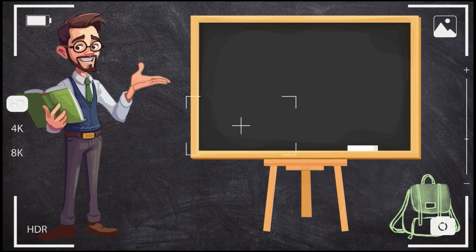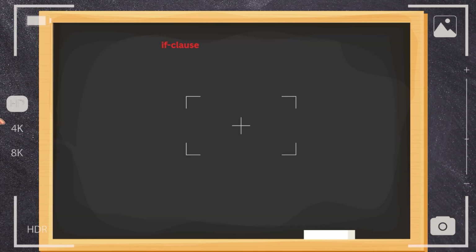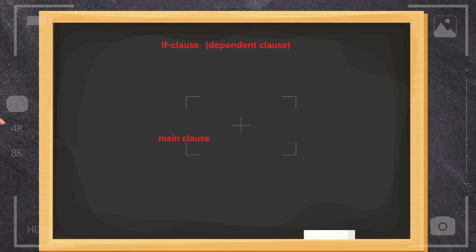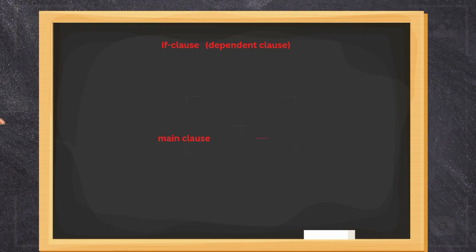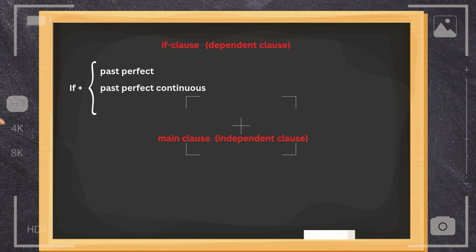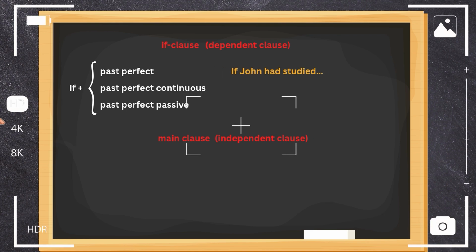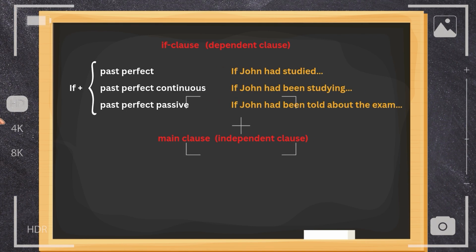We have two parts in this structure. The if clause, also called the dependent clause, and the main clause, also called the independent clause. In the if clause, we use the past perfect, past perfect continuous, or past perfect passive. For example, if John had studied, if John had been studying, if John had been told about the exam.